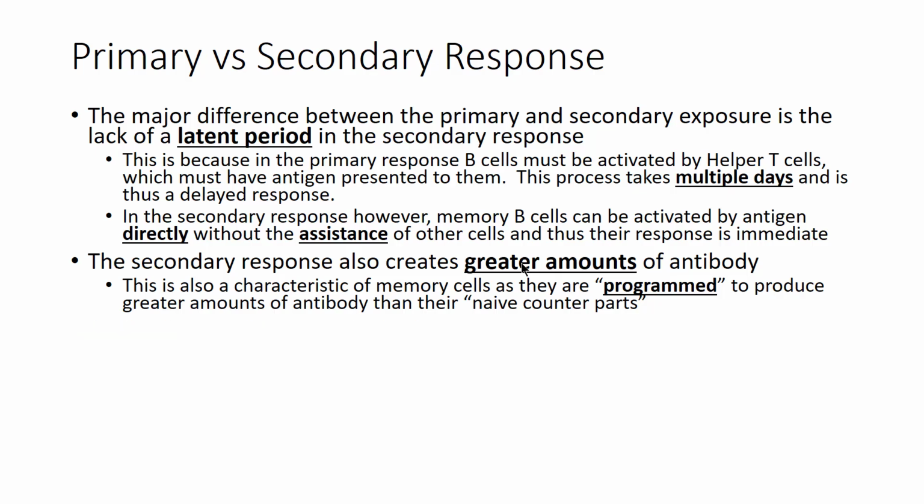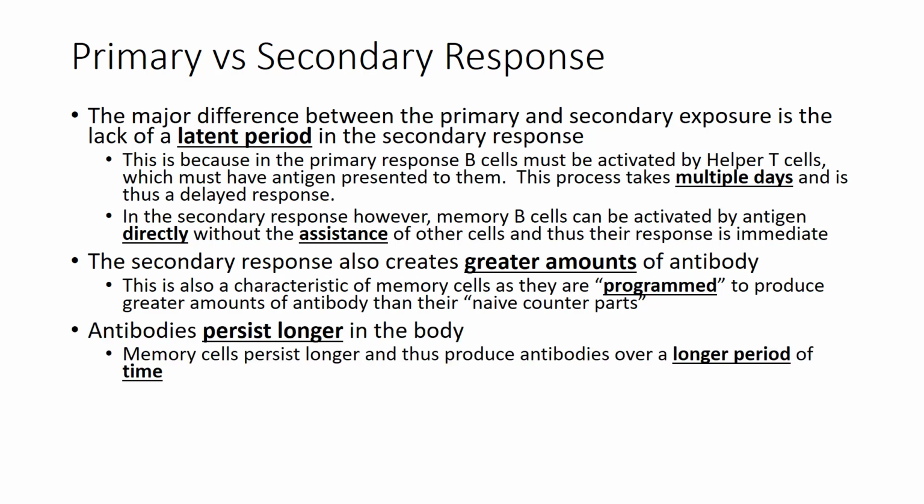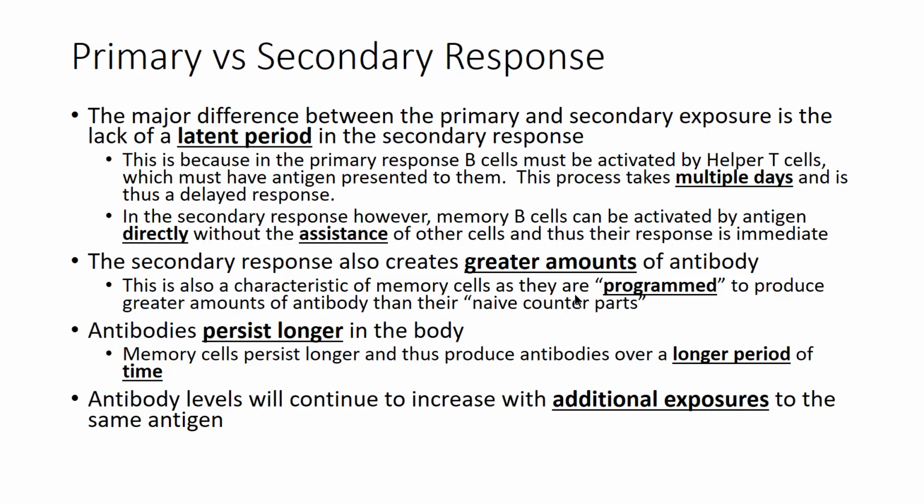Another key part of the secondary response is you get greater amounts of antibody. This has to do with the way memory cells are quote unquote programmed to produce greater amounts of antibody. Antibodies then persist longer in the body. This is because memory cells will produce them for a longer period of time. So not only do you get more antibody in a shorter period of time, but it lasts longer. And this will increase with each subsequent response.